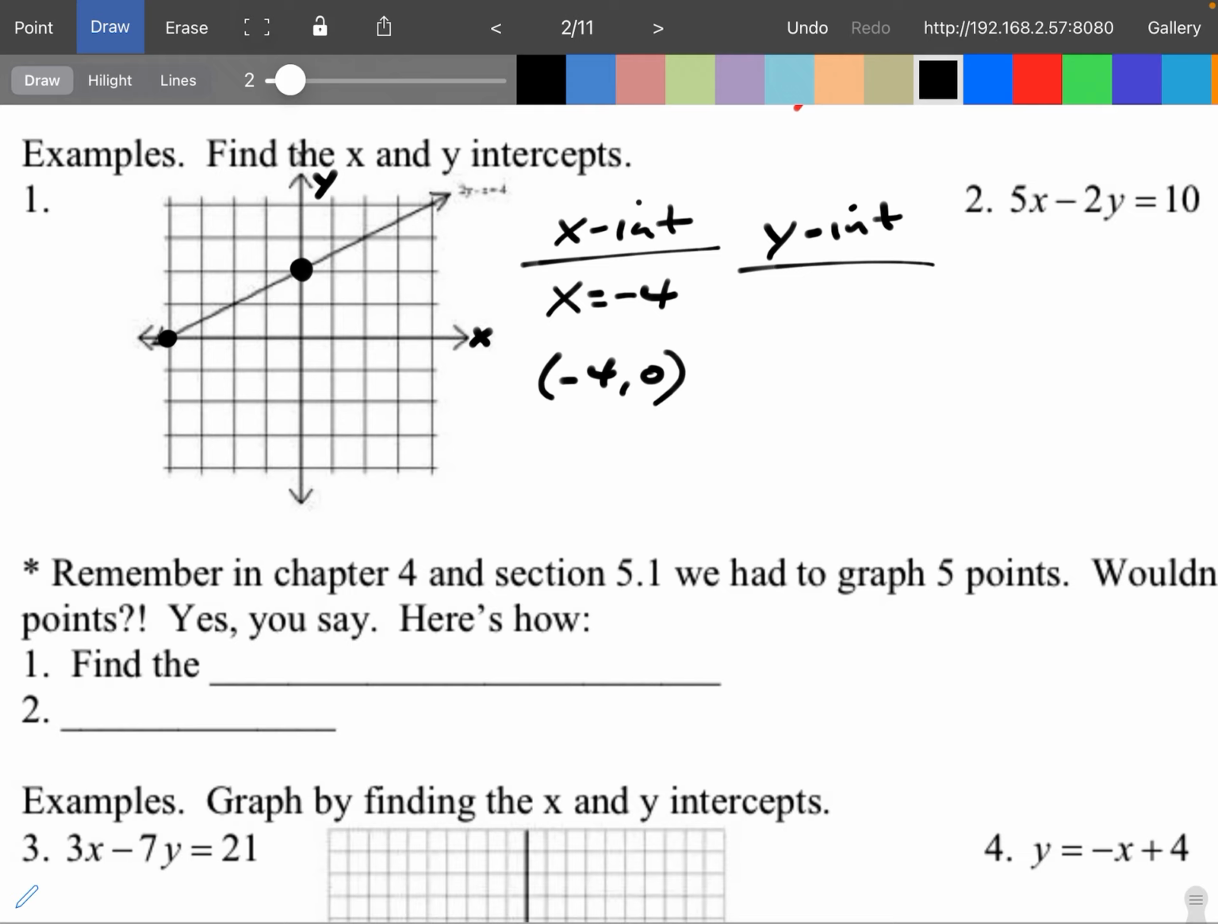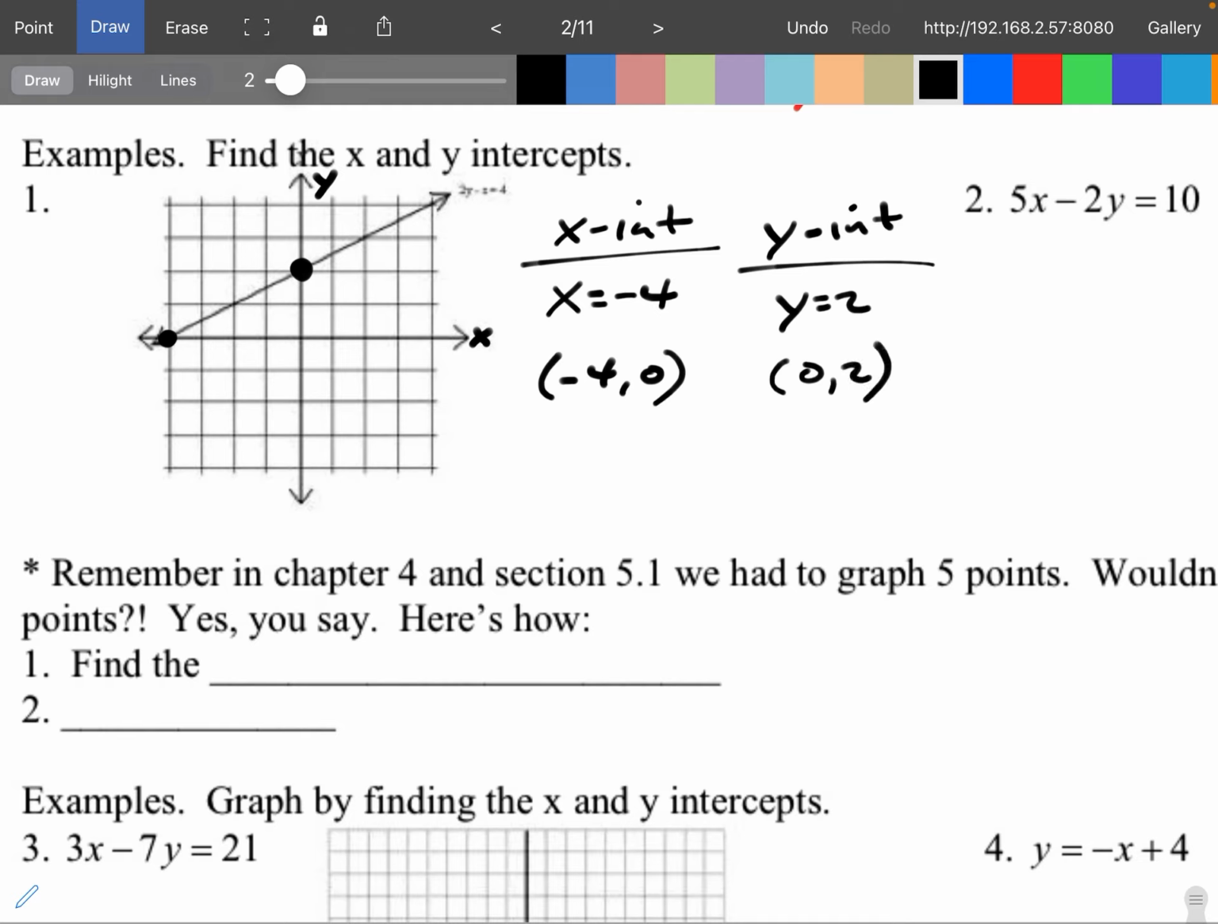I think that's better. Then we got to find the y-intercept. Well, again, if they give you the graph, you just got to look at it. It's right here, right? We're looking for the y-coordinate of the point where the graph hits the y-axis, or where the line hits the y-axis.